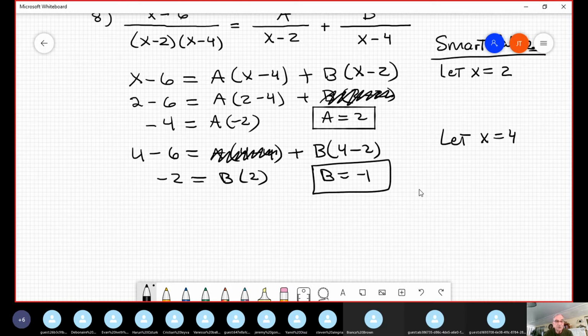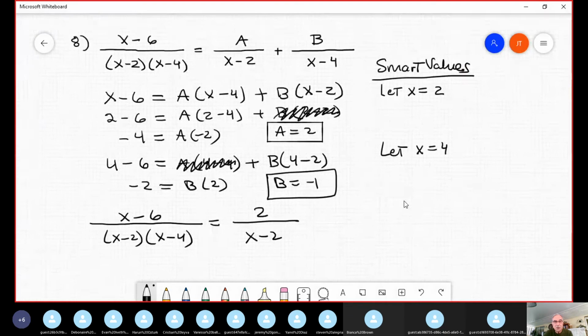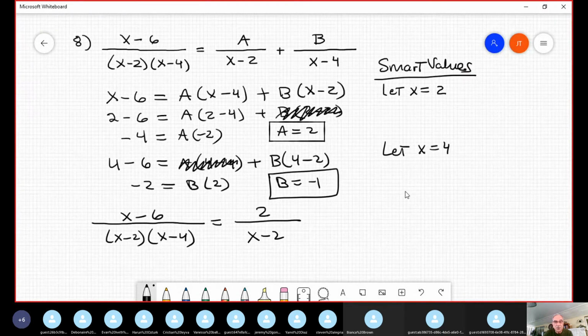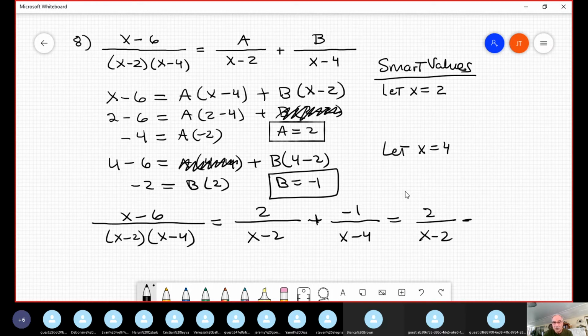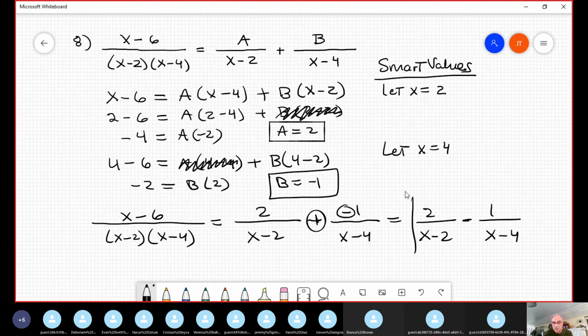Okay, so my final answer is the original rational function we can decompose like that. 2 over x minus 2 because a is 2. Look, a is 2 and b is negative 1. So you write like that plus negative 1 over x minus 4, or in my opinion, more understandable: 2 over x minus 2 minus, subtraction, so double minus plus and minus together is 1 over x minus 4. Final answer. Beautiful final answer.